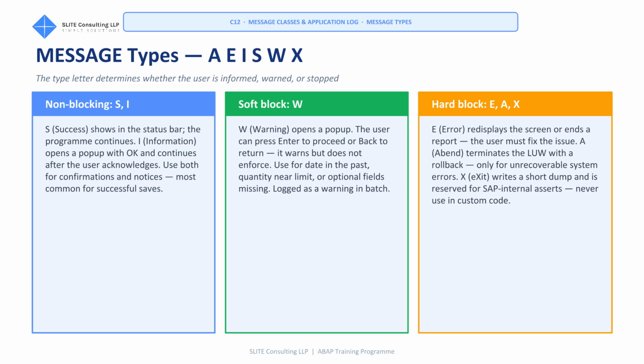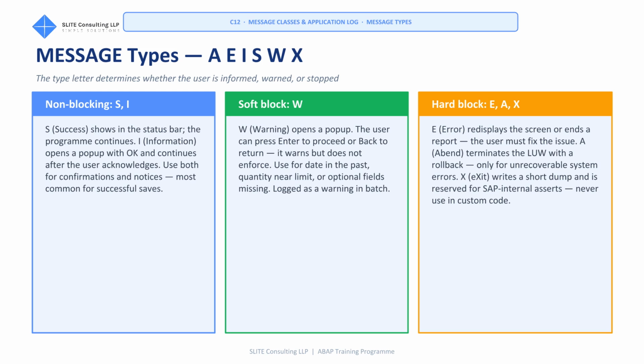W for warning shows a pop-up but lets the user press enter to proceed anyway, or back to return and change something. E for error in a report stops the program and shows the message. In a dialog PAI module, the screen redisplays with the error highlighted. The user must fix the error before the flow can continue. A for abend terminates the entire LUW immediately and should almost never appear in custom code. X is an internal SAP type that produces a short dump. Never use it in customer development.